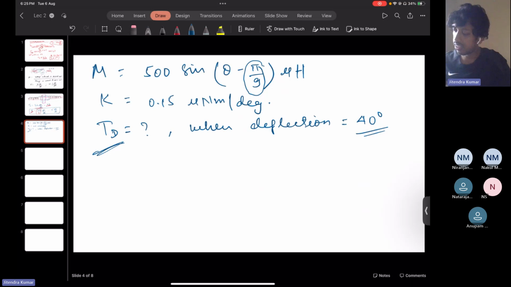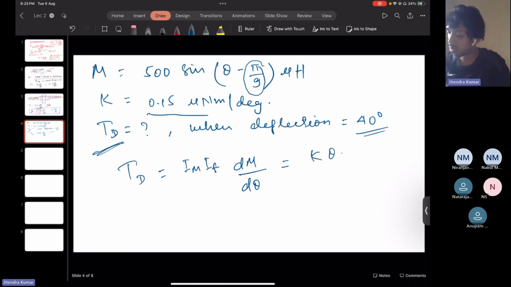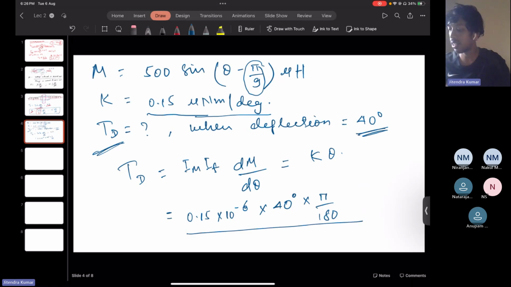So we have seen TD is equal to Im If into dM by d theta. And at equilibrium, it is K into theta. K is provided in the problem, that is 0.15 into 10 raised to power minus 6, into theta, which is also mentioned here, 40 degree. So what should be written here? 40 into pi by 180, because we have to consider radian. If there is an angle straight away without any sine or cosine, then we will have to consider radian. We need to take fine care of that. So what will be the answer?